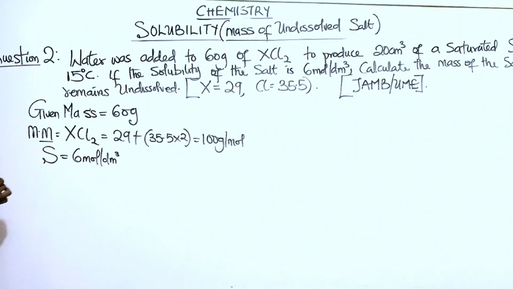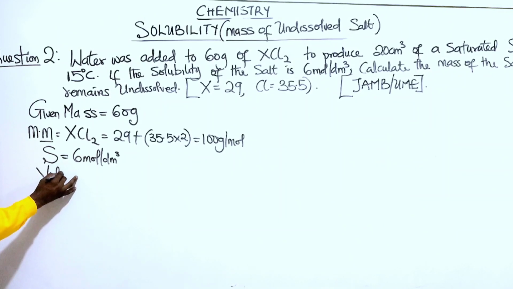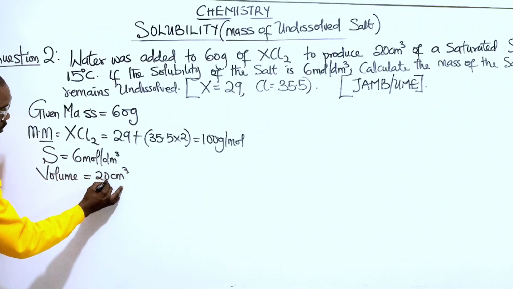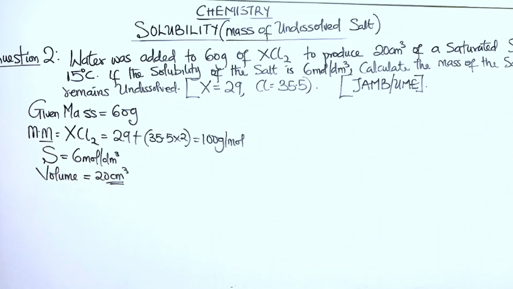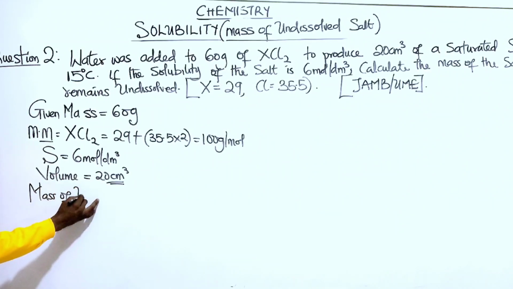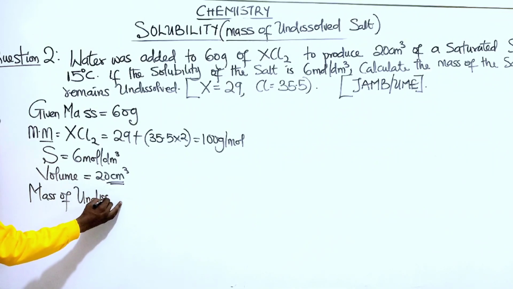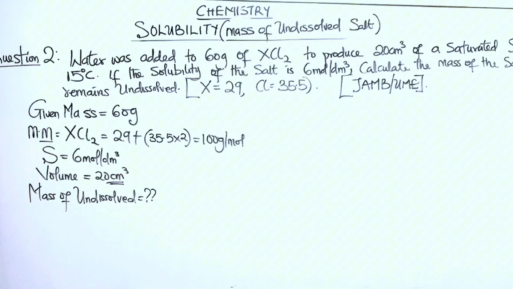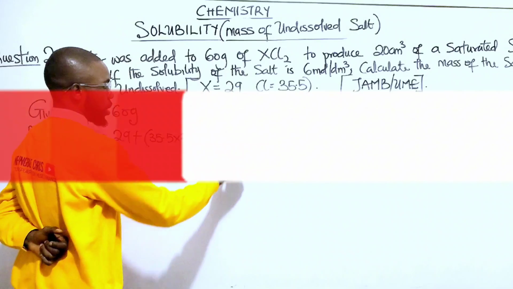We're given volume. Let's keep the volume part. We're given volume as 20 cm cube. That means we're going to convert by multiplying by 1000. We're looking for mass of undissolved, and we know how to get that formula. Alright, so let's get mass of dissolved first. How do we get our mass of dissolved?